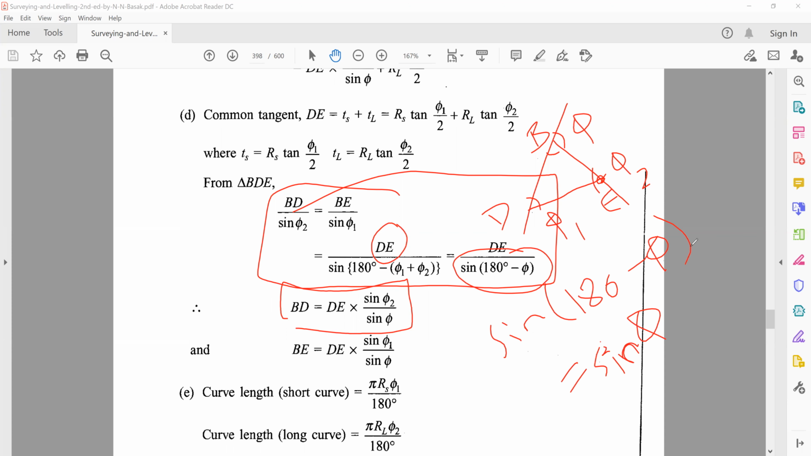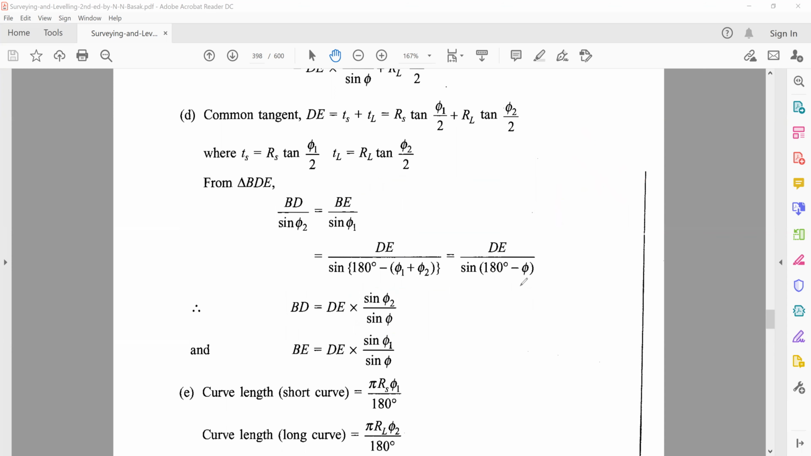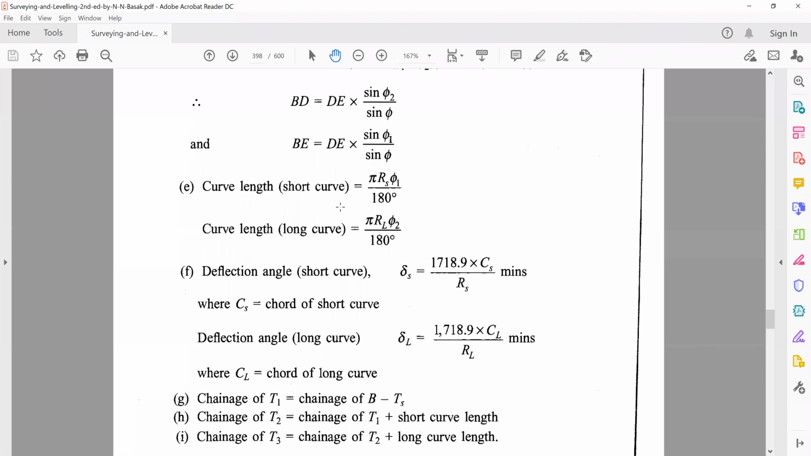And similarly, in order to calculate BE, we have DE multiplied by sine phi 1 divided by sine phi. So these are a few equations that you would need to remember. Then we have the curve length. So the curve length for the short curve, the relation that we used before, is pi r times the angle of deflection divided by 180 to convert it into radians. If you remember, length is equal to radius into theta. So just by converting that into radians, you get pi by 180 multiplied by that.